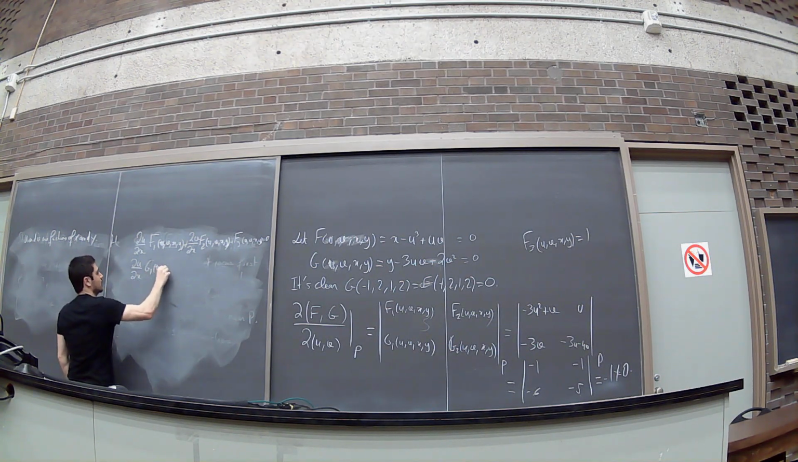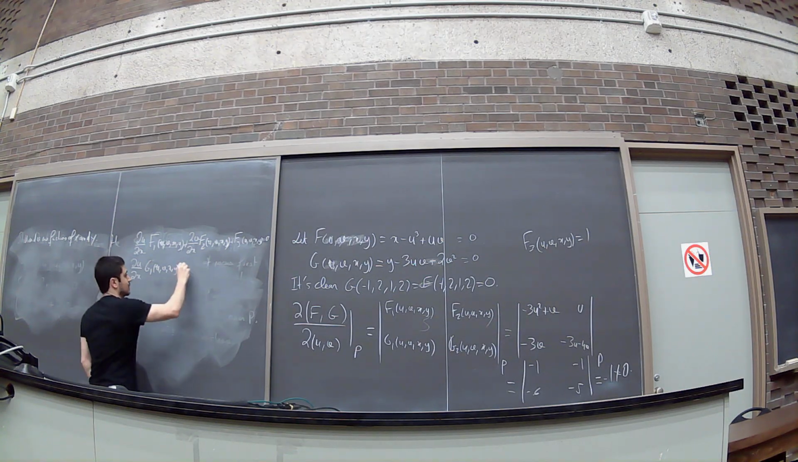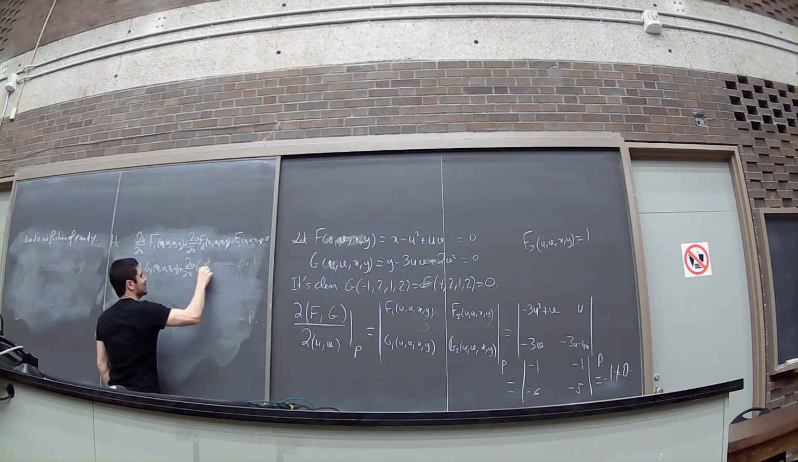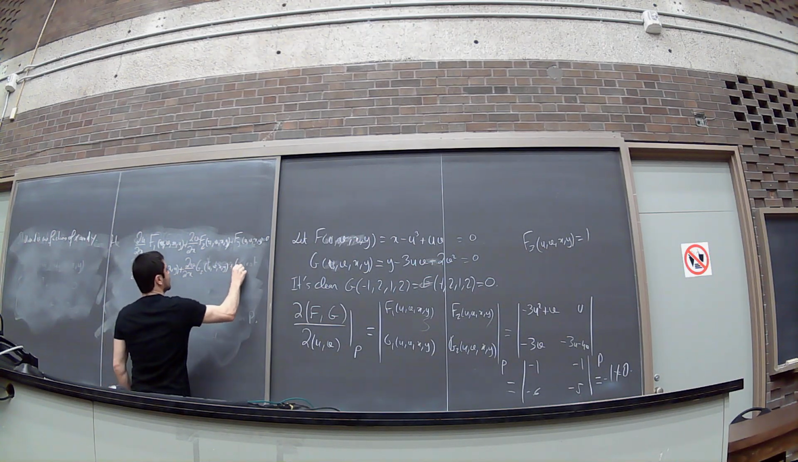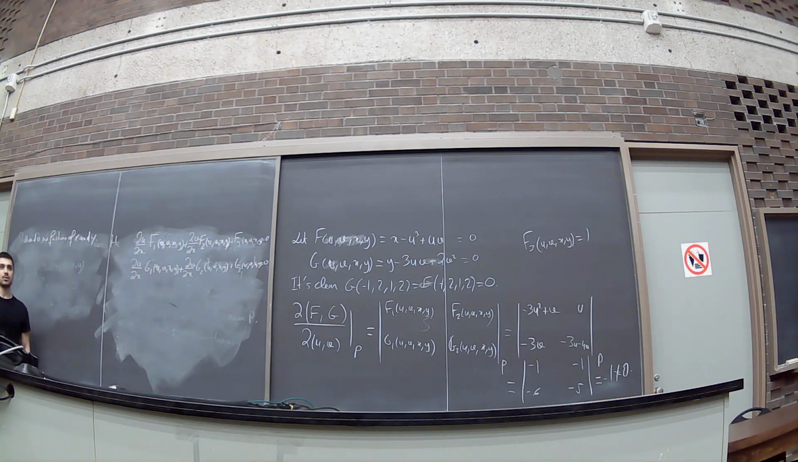G1(u, v, x, y), right? Plus del v del x g2, plus g3(u, v, x, y) is equal to 0. Are we good? Thank you. Are we good here?